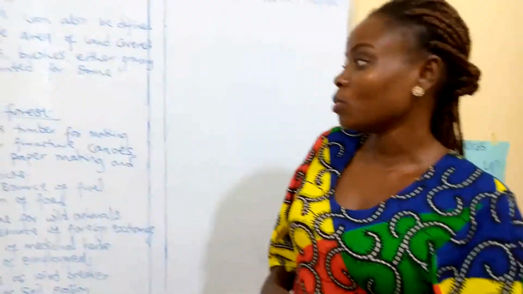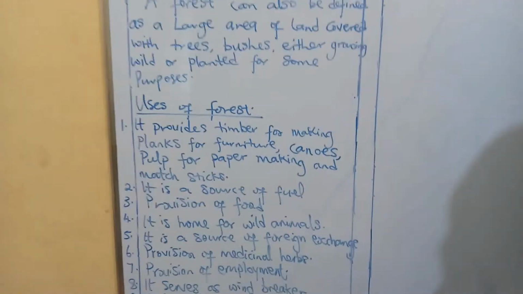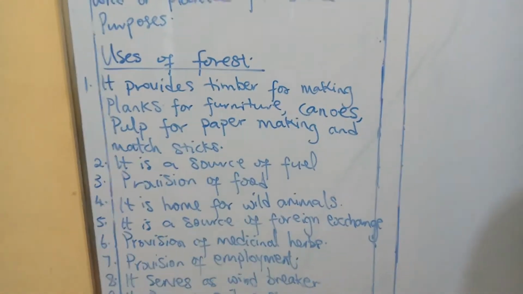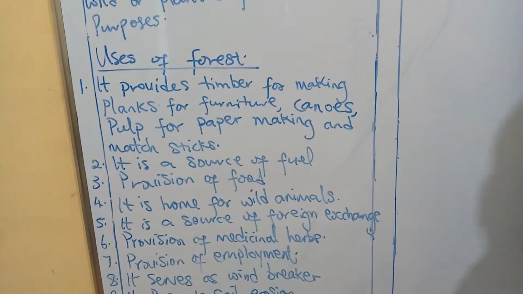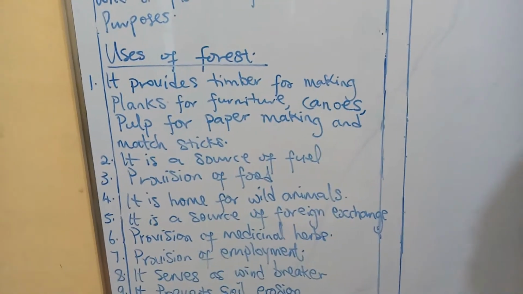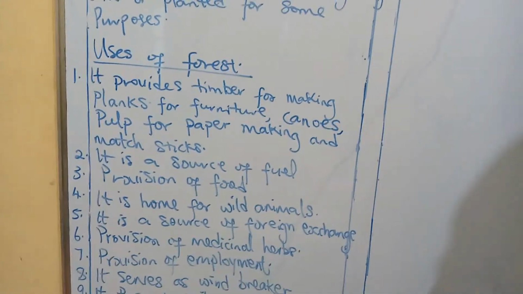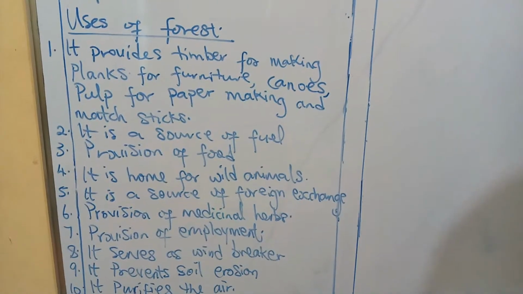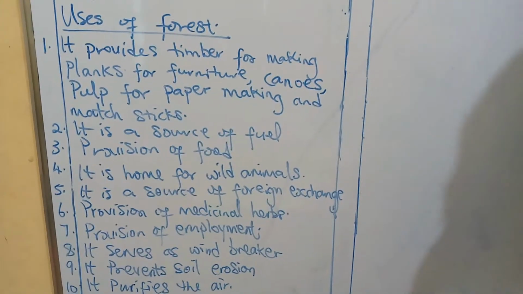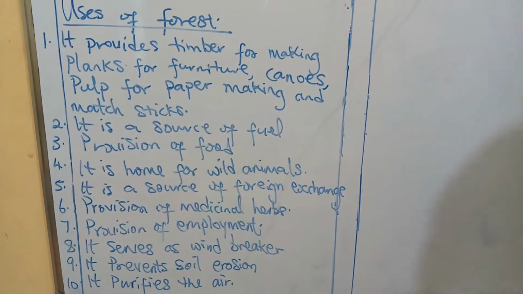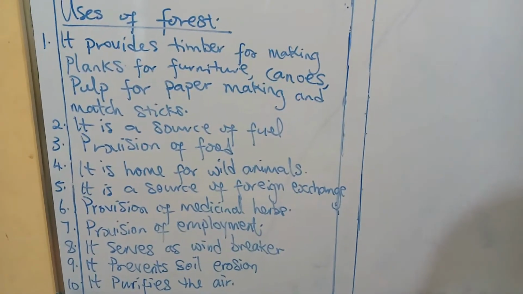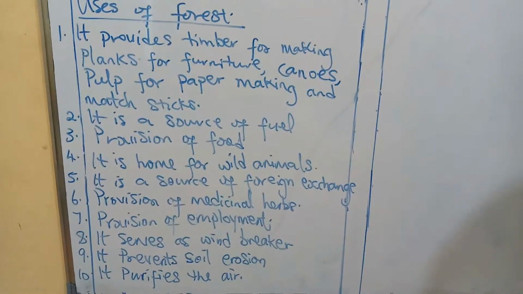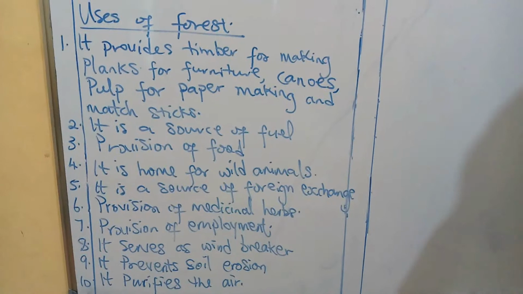Number one, it provides timber for making planks, for furniture, for making canoes. It also provides pulp for paper making. I hope you know that the book we're using, the raw material is actually from wood. It provides pulp for paper making and matchsticks. Number two, it is a source of fuel. Number three, provision of food, food in terms of animals and food in terms of plants.